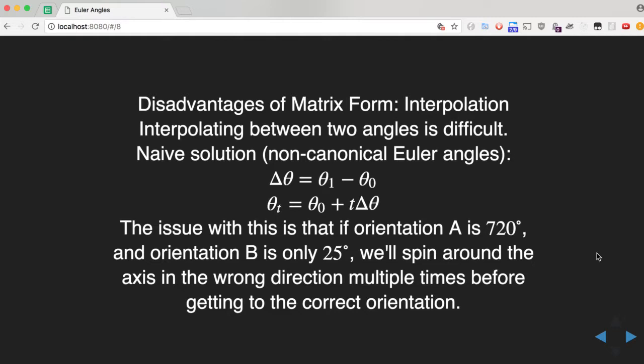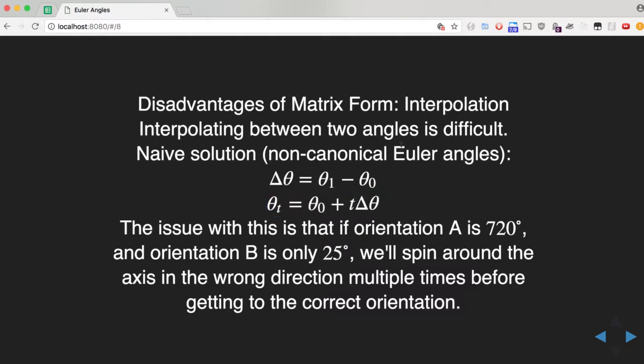Finally, interpolation is another issue. If we're going to interpolate between 2 different angles, we have a naive solution, which is that the change in theta is theta 1 minus theta 0, or final minus initial, and so the interpolated angle would just be the initial plus the time t multiplied by the change.